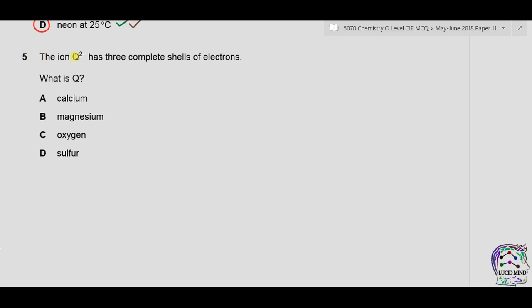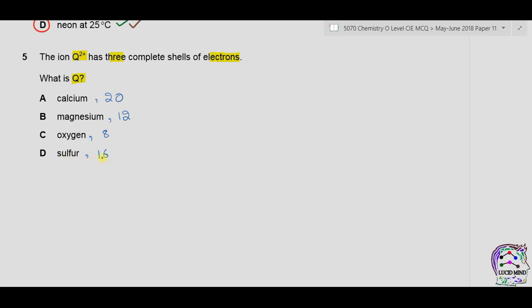Question 5. The ion Q plus 2 has 3 complete shells of electrons. What is Q? We have calcium, magnesium, oxygen and sulfur. In the periodic table we can see that the atomic number of calcium is 20, so therefore 20 electrons are present. For magnesium the atomic number is 12, so 12 electrons are present in neutral magnesium. While in oxygen 8 electrons are present and in sulfur 16 electrons are present, as the atomic number of sulfur is 16.